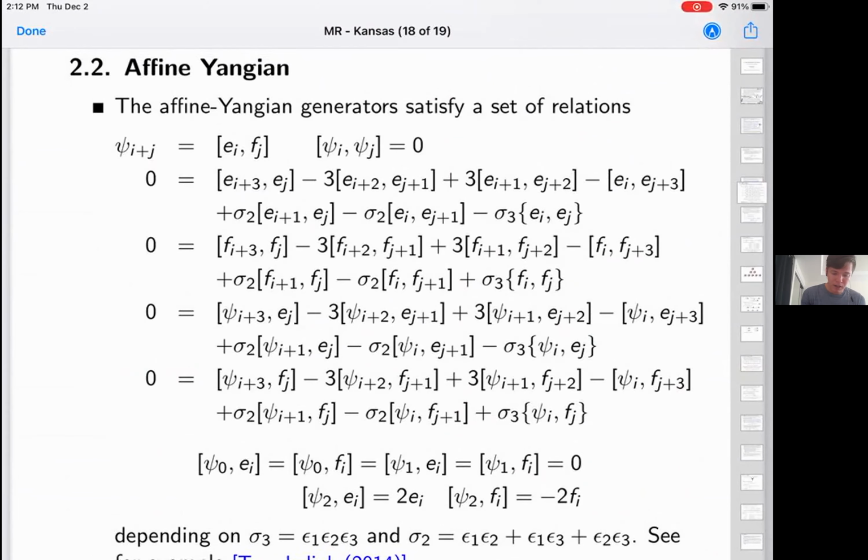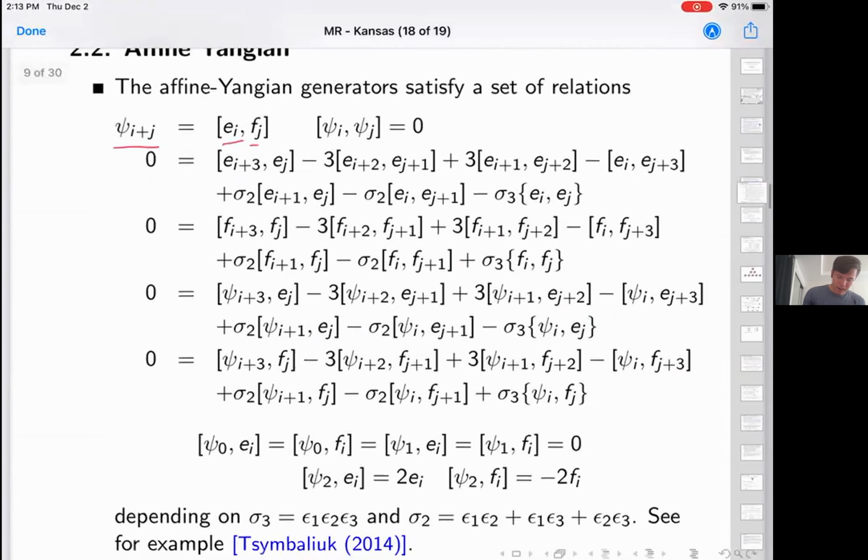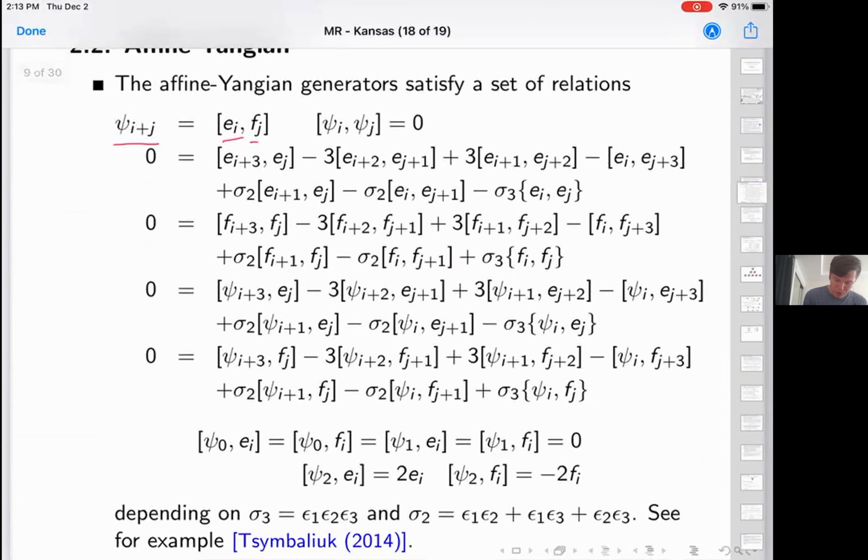One remark that I want to make at this point is that you should be thinking about E's as raising generators of the algebra, F's as lowering generators, and psi as Cartan generators. And also that the algebra depends on 2 continuous parameters, sigma 3 and sigma 2. These are the following combinations of the epsilons introduced above.